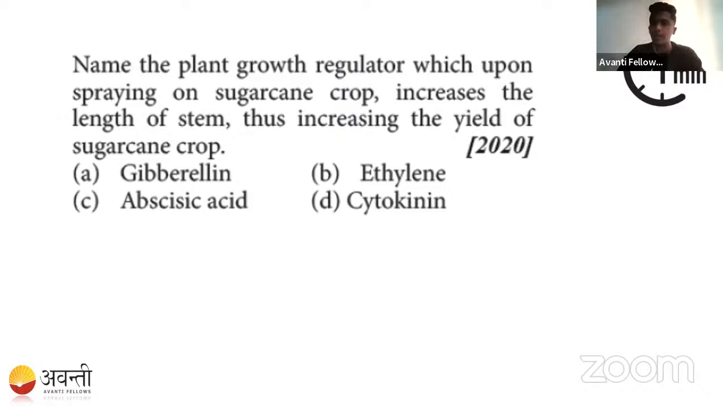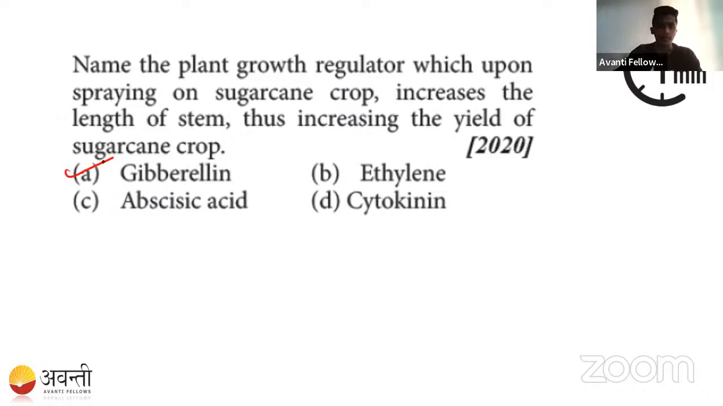Gibberellin is very responsible for growth, especially when it is sprayed on sugarcane. It increases the length of the stem because it promotes stem growth by increasing the elongation of the cells as well as cell division. So the answer to this question, the plant growth regulator which, upon spraying on sugarcane, increases the length as well as the yield, is gibberellin, not the other three.